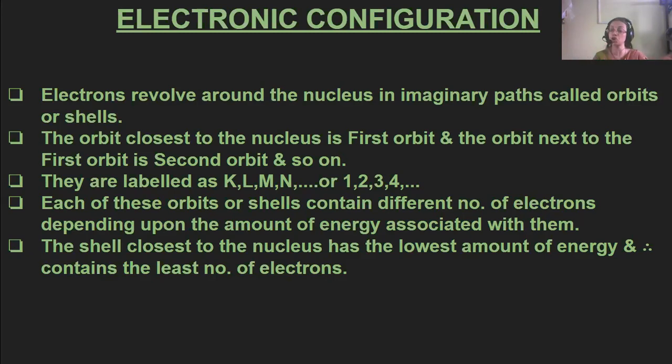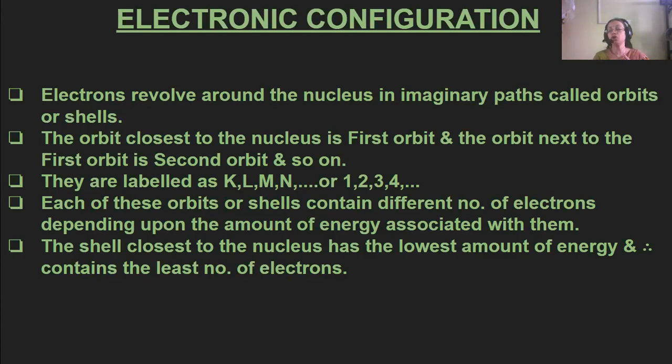The orbit which is closest to the nucleus is known as the first orbit, and then it goes on to second, third, fourth, and the last one is the valence shell, which contains the valence electrons, which denote the valency of the element. They are labeled as K, L, M, N, or 1, 2, 3, 4, from the shell which is close to the nucleus outwards.